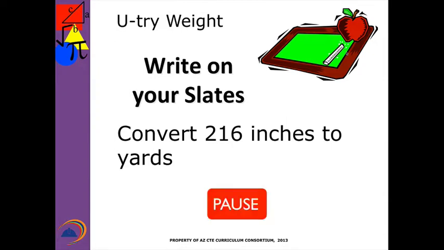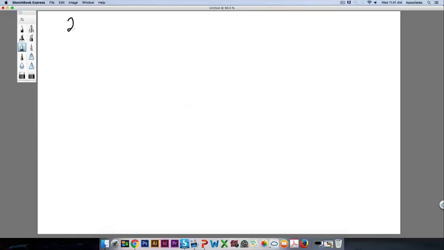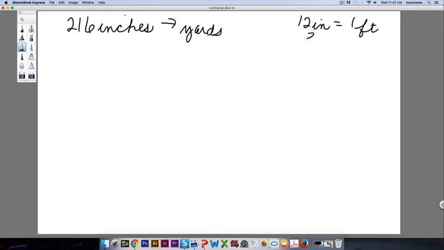All right, teacher, pause the video and have the students convert. Welcome back. Let's go to our slates and see. We had 216 inches, and we want to change that to yards. I know 12 inches is 1 foot, and I know 3 feet is 1 yard. So let's see. We have 216 inches, put it over 1, times.